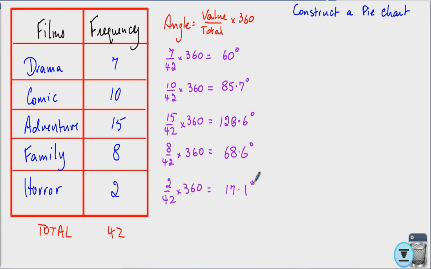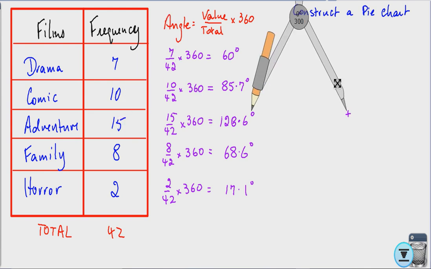It's quite normal that when you have one decimal place, the angle will be 360.1 or 359.9 degrees, because rounding up or down makes a slight difference. So we have found all the angles now, and that's important. Now we need to draw the pie chart. So what I'm going to do, first of all, we need to mark the center where the pie chart will be drawn.